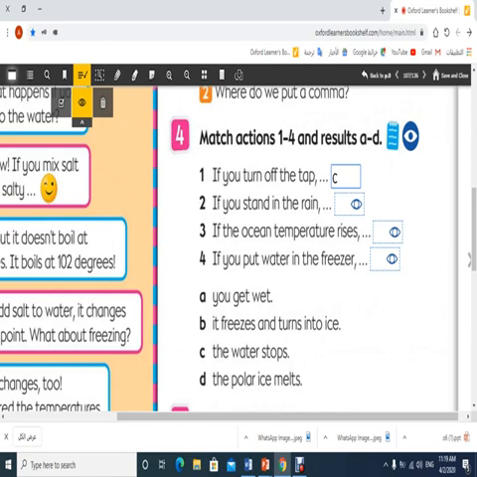When we close the water tap, the water stops. If you stand in the rain, what happens? Excellent. You get wet. A. If the ocean temperature rises, if the temperature rises in the oceans, what happens? Excellent. The polar ice melts, the ice at the North and South Poles melts. If you put water in the freezer, what happens to it? Excellent. It freezes and turns into ice.